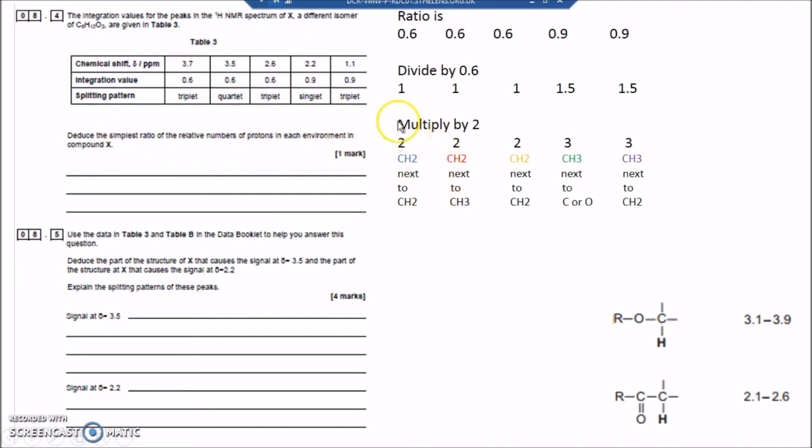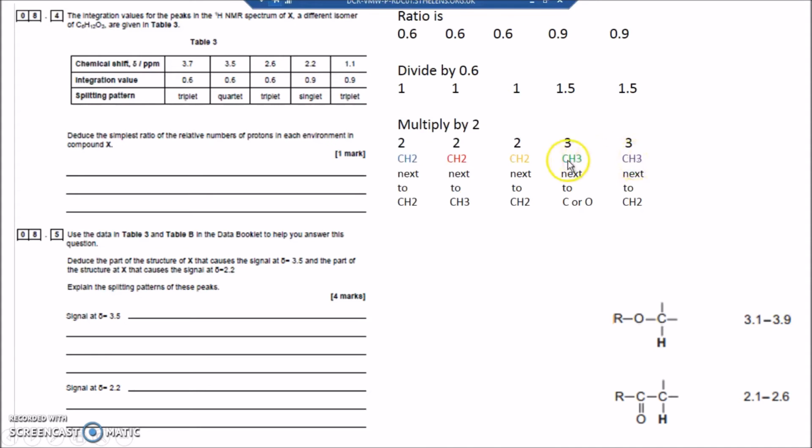But I'm just going to take it a bit further. Once I've got it in this table and I've got it laid out like this, I'm just going to put some extra information in underneath. If I've got 2 hydrogen environments the same, it must be a CH2, 2 hydrogens bonded to the same carbon. 2 must be a CH2. 2 must be a CH2. 3 must be a CH3. And 3 must be a CH3.